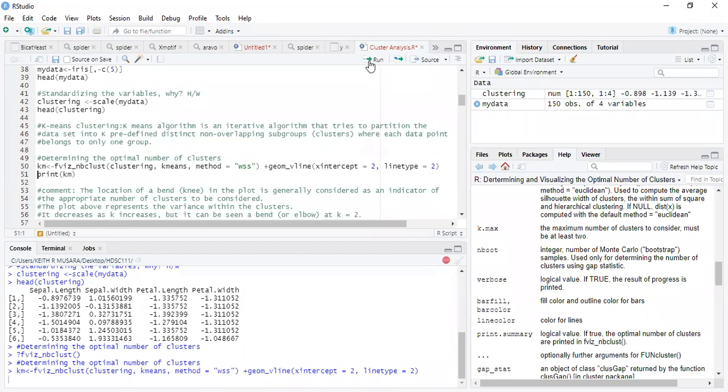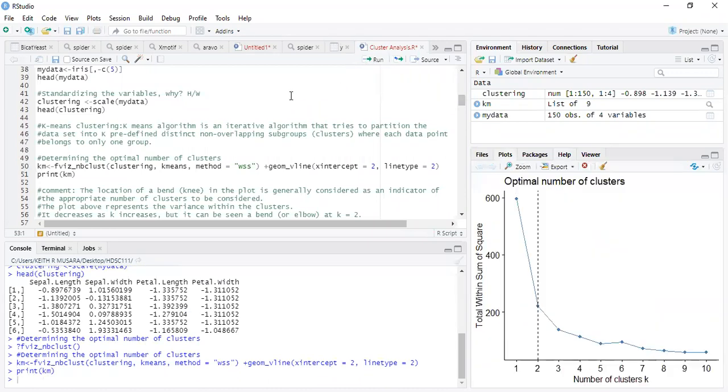If I run this and then print the function, there is the total within sum of squares and the number of clusters. The number of clusters stretches from 1 to 10. Then we have the total within sum of squares, which runs from 0 to about 600.